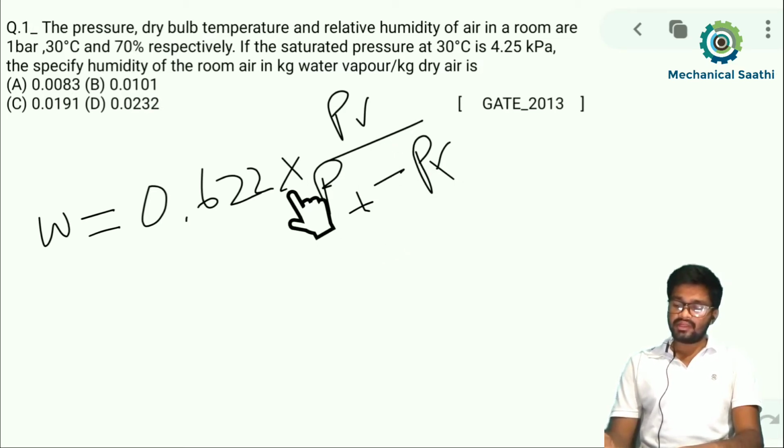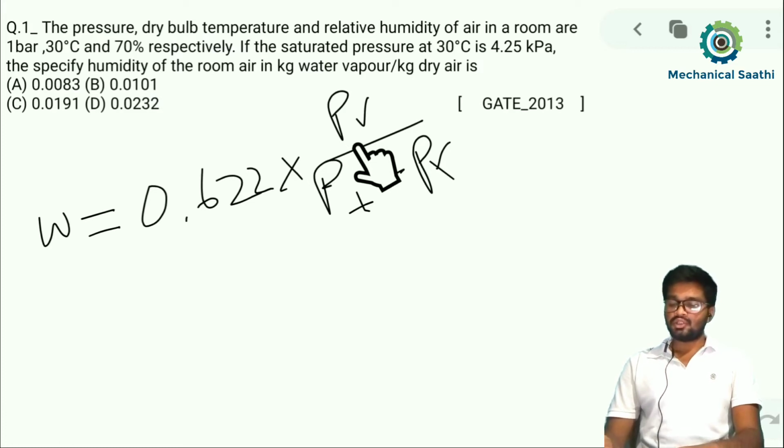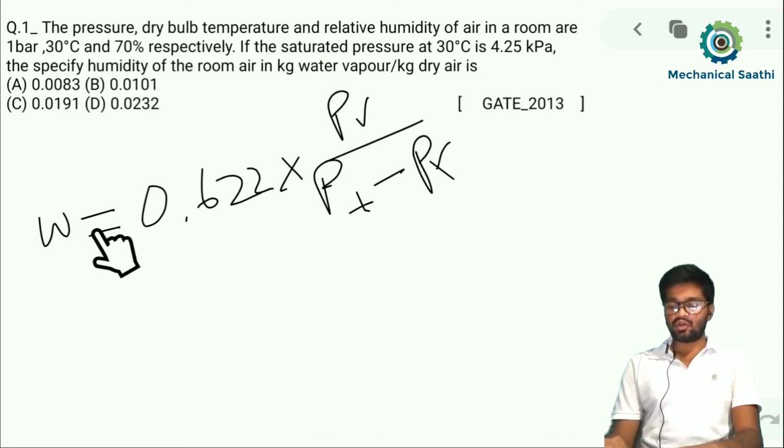PT is the total pressure, which is given in our question, that is 1 bar. So from this expression the single unknown is PV, that is the partial pressure of the vapor. If we can calculate this value PV, then we can calculate the specific humidity. So let us try to find out this value PV first.